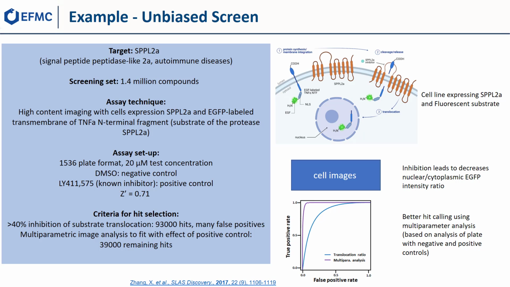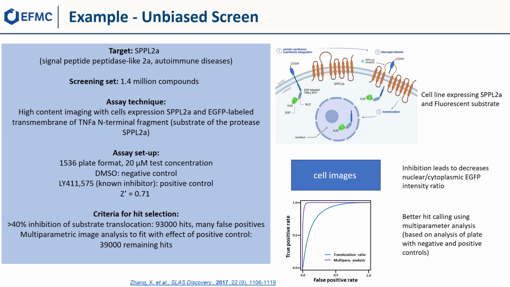Now, what's interesting in this example is that when they looked at the hits that showed greater than 40% inhibition, they found 93,000 hits. This is a very large number, more than 6% hit rate. And they also saw, from first inspection, many false positives.